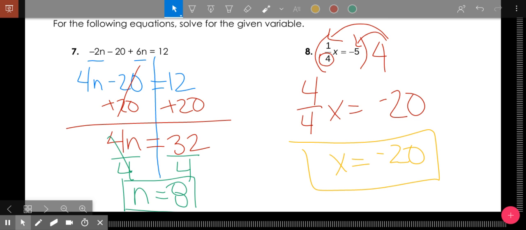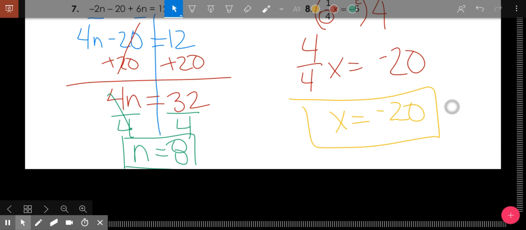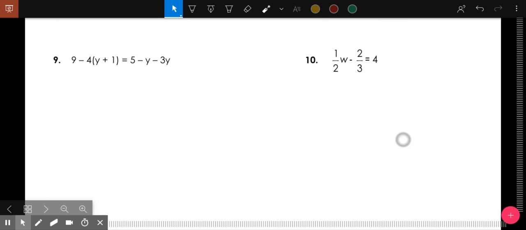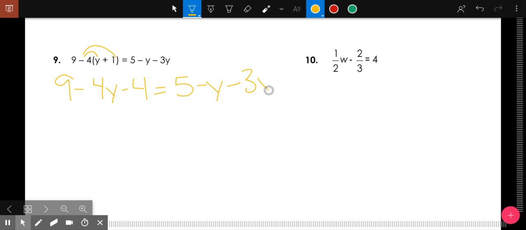So, moving on to my next problem, which is on the next page. Okay. So my first step is we'd have to distribute. So that 4. So we bring down our 9. Do not subtract. Do not do 9 minus 4. You have to distribute first. You do not do your subtraction yet. So you do 9 minus 4y minus 4 equals 5 minus y minus 3y.